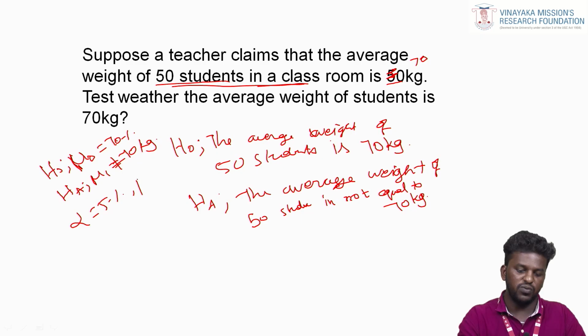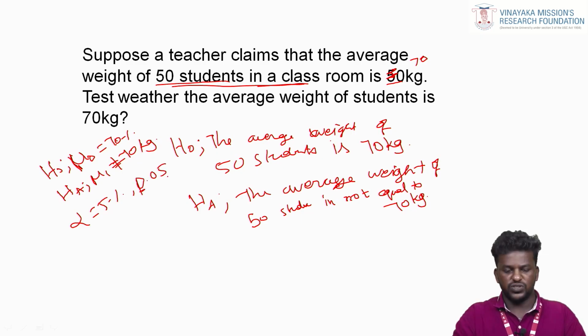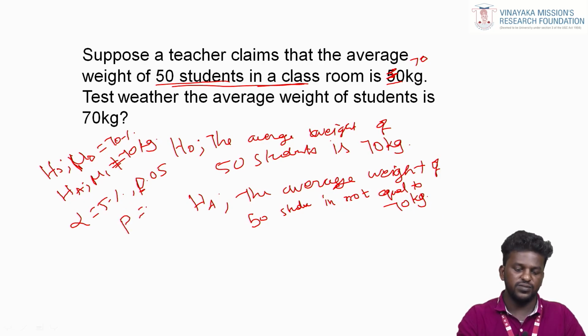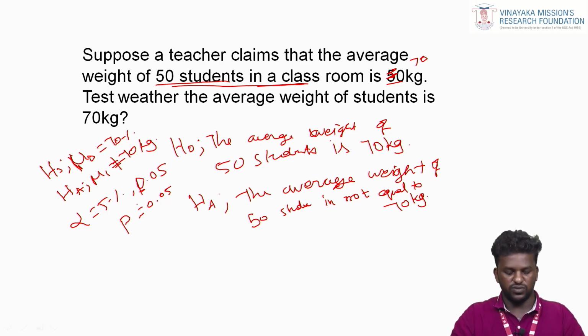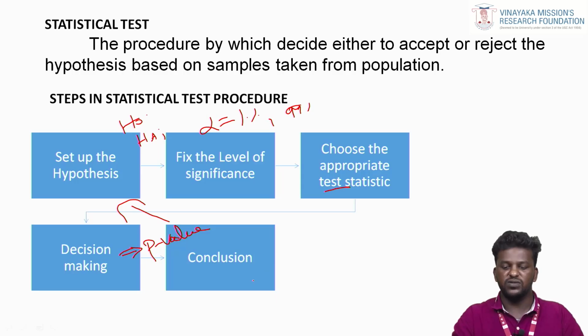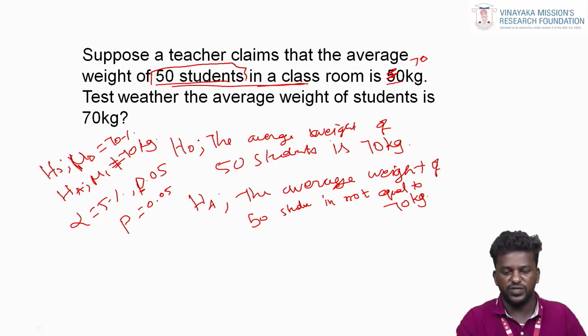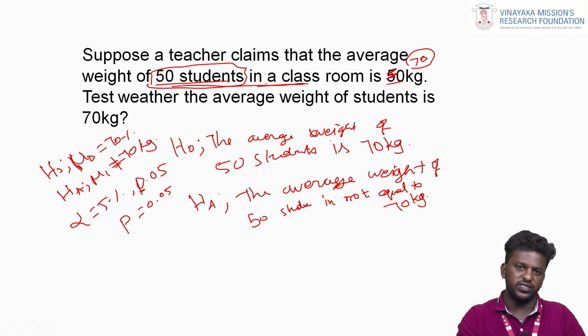That means 0.05. So my probability value is 0.05, because I take 5% as my error. Then I fix my level of significance value. Then I choose my test statistic. The 50 students are one group, and the average is measured in numerical terms. So I compare one group mean, which comes under the t-test family. Then I use the one sample t-test as my test statistic.